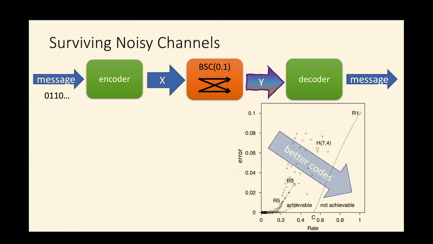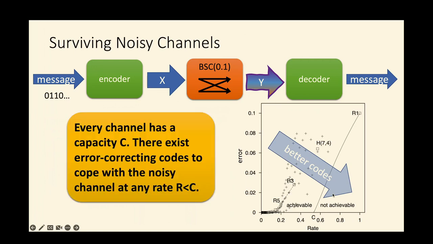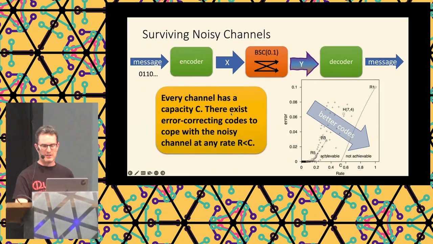And finally, here are our two figures of merit, the error that we want to keep small and the rate that we want to make high. So good codes are here in this corner. And the final nugget by Shannon is that every channel, not just this binary symmetric channel, but any channel, has a capacity. So you give me a channel, I can compute a number, C, for this channel. And this C is a kind of magic bar that says there exist error-correcting codes that can cope with this noisy channel at any rate that is below that C.